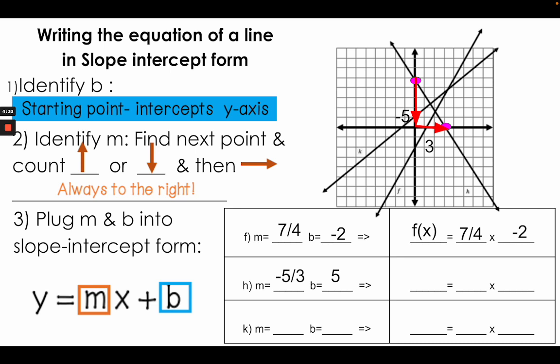This line was called H, so I'm going to label this as h of x. I'm going to add in my slope and my y-intercept. So we have h of x equals -5 over 3x plus 5.